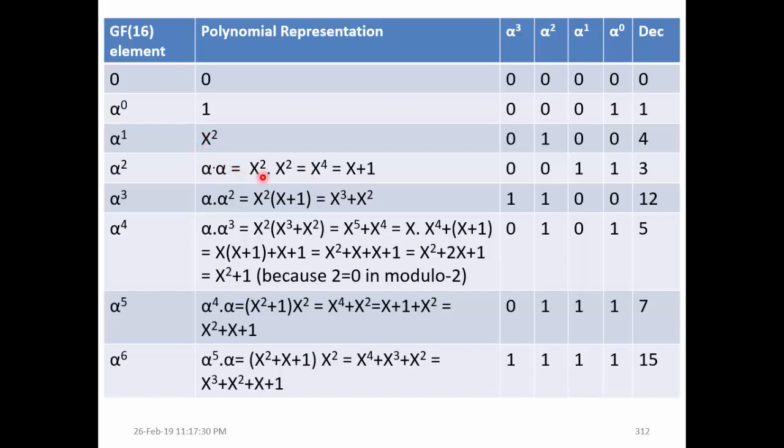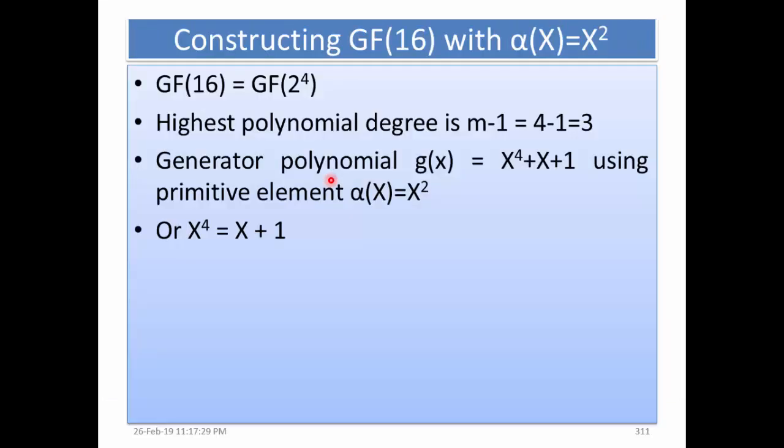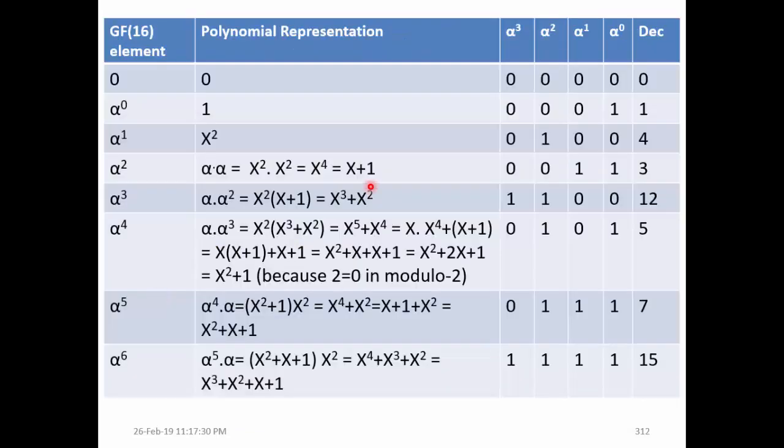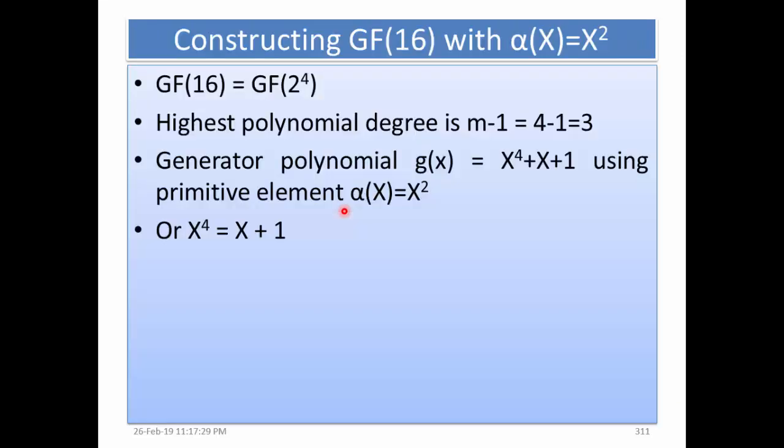So you get x square into x square is equal to x to the power 4, and as you can see x to the power 4 is equal to x plus 1. So you get x plus 1 over here. Alpha cube is equal to alpha into alpha square. Again alpha is replaced by x square, and alpha square is x plus 1, and what you get is x cube plus x square. No problem over here, because in this one also the maximum polynomial degree is 3.